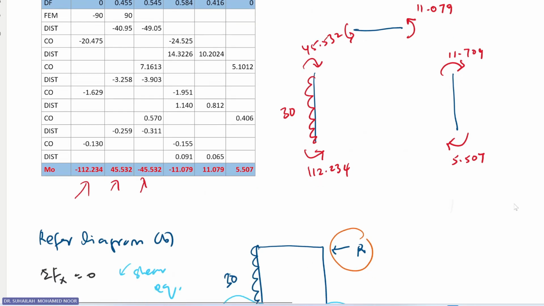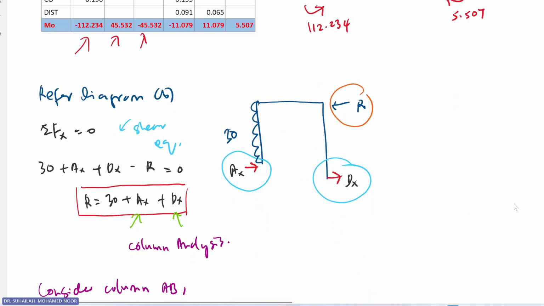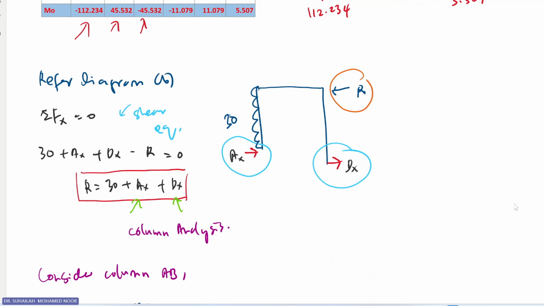After that, because we have to calculate the R value, and R is in the horizontal direction, we have to have one equation, and in the equation it must have R. So it is total Fx equal to 0. We call it the shear equation. When we write the shear equation, we have to consider diagram B. We have to consider all horizontal forces and horizontal reactions in the diagram.